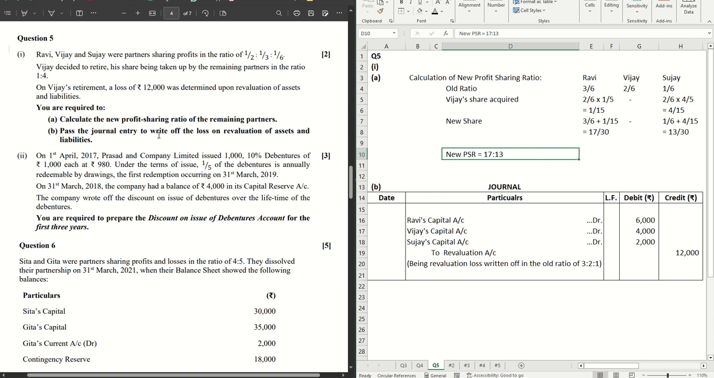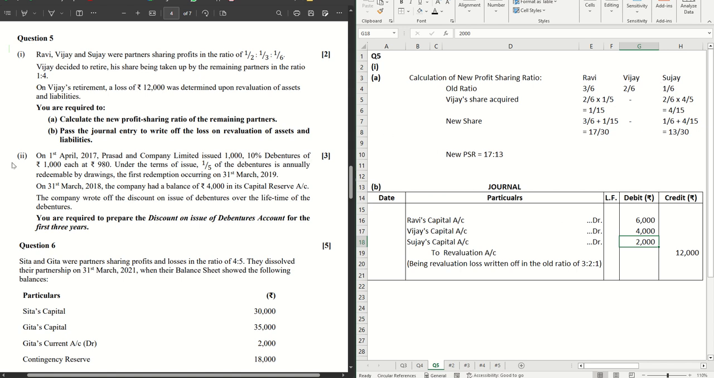Second one, we are required to pass the journal entry for the writing off of loss. The question has already mentioned that there is a loss of 12,000 on revaluation of assets and liabilities. Now, since this is a loss, remember this will be debited to the partners' capital accounts. All the partners will share this loss, even the retiring partner, in their old ratio. So 12,000 is the loss. Ravi's capital account debit, Vijay's capital account debit, and Sujay's capital account debit to revaluation account in their old ratio 3 is to 2 is to 1. So 6,000, 4,000, and 2,000. All right, so this secures 2 marks for you.